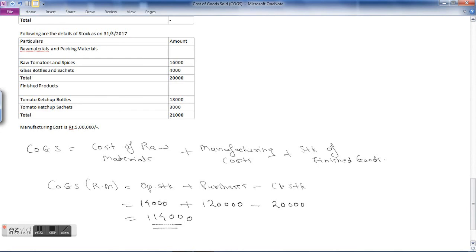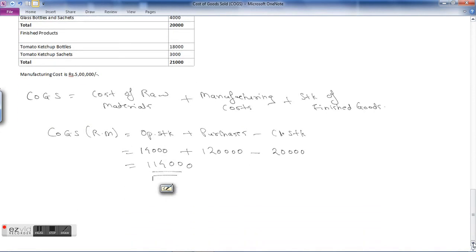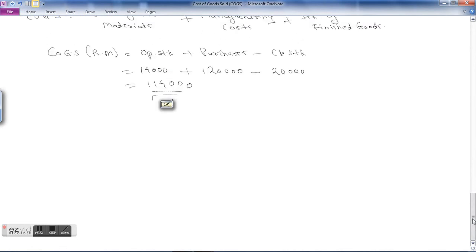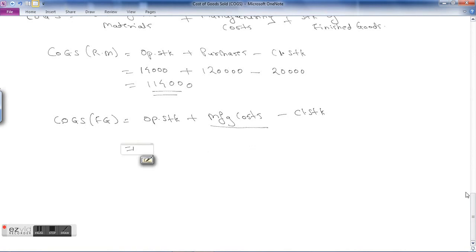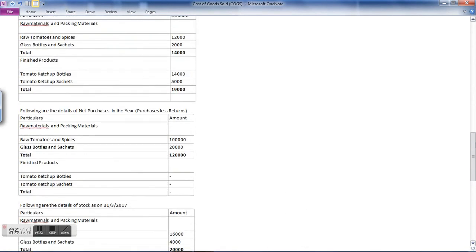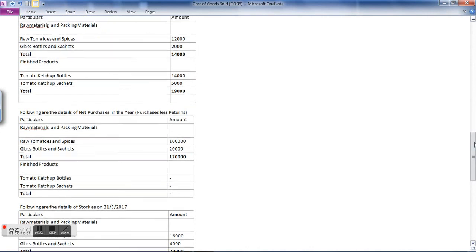Now let's go to finished goods. Since this is a manufacturing industry, there are no purchases of finished goods. So cost of finished goods, how do we calculate? Opening stock plus manufacturing costs. Okay, this is important now. Less closing stock. So let's see what is the opening stock of finished goods. Opening stock of finished goods is how much? 19,000.